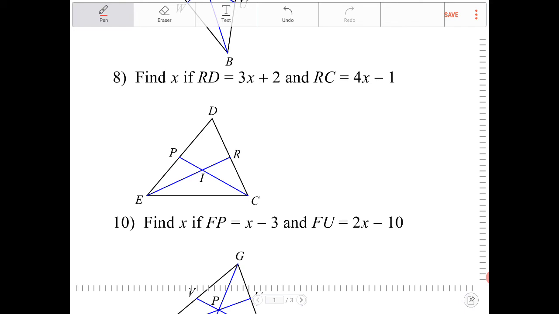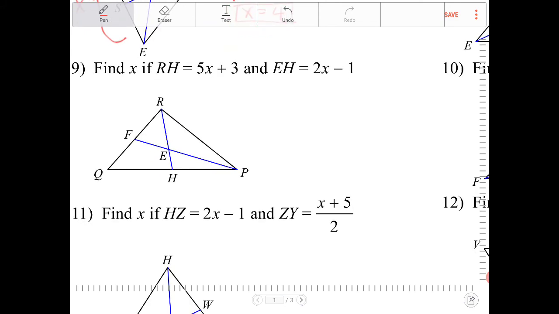Find x if RD is equal to 3x plus 2 and RC is equal to 4x minus 1. These are going to be equivalent, so 3x plus 2 is equal to 4x minus 1. Subtract 3x and add 1, I end up with x is equal to 3.